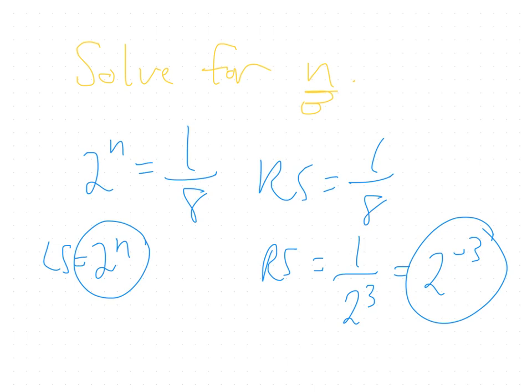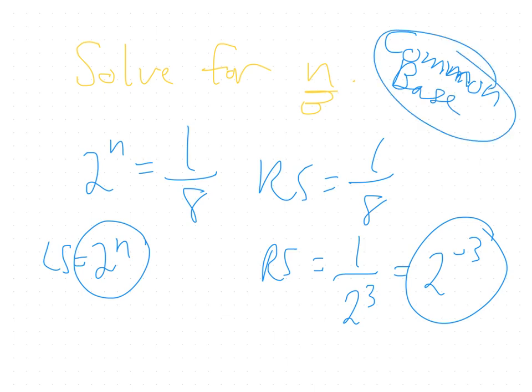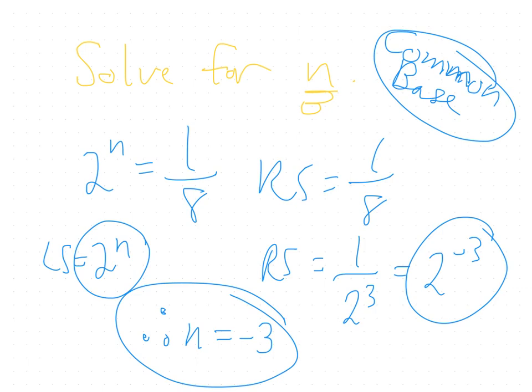And that's a great strategy when you have to solve for unknown values. Common base. Write both sides as a common base and then equate the common parts. So now both left and right side are base 2, so we can equate the exponents. So therefore, n has to be negative 3.